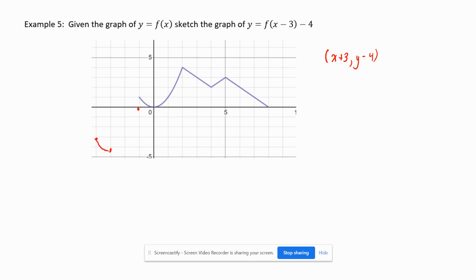So far we have a graph that looks like this. Now for this one, it goes 1, 2, 3, like this. And this one goes 1, 2, 3, like that. Now we go 1, 2, 3, and down 4. So this new graph is going to look like this. That should be smoother than I drew over there. But all we're doing is taking each point and going 3 right, 4 down.